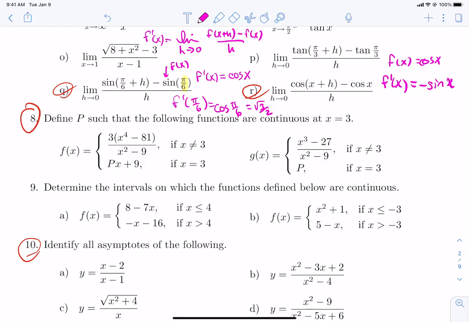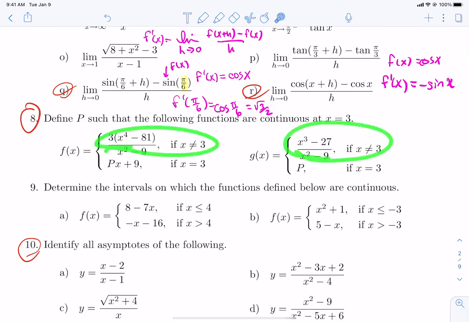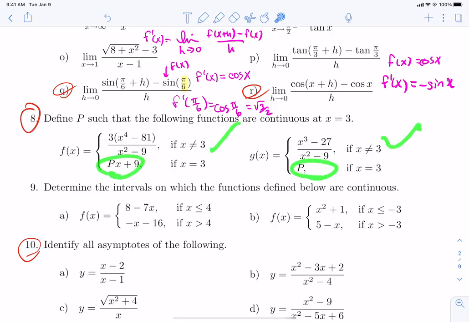Okay. Number 8. Number 8 says to define P such that the following functions are continuous at 3. Now remember how continuity works. As we approach the value, the limit has to go to the same height as the value that's plugged in. So this is going to tell us what the limit is. This is going to fill the hole. So what happens is for this one, there's a hole in this function at 3. This is going to plug the hole.